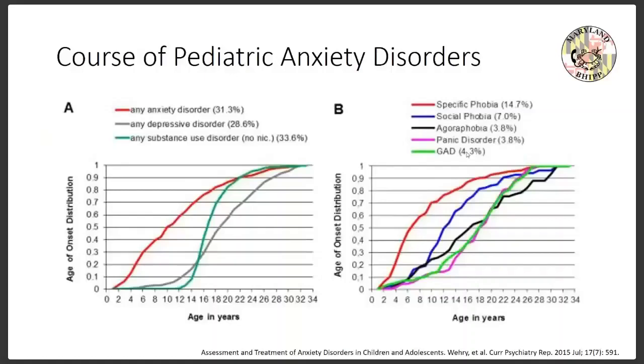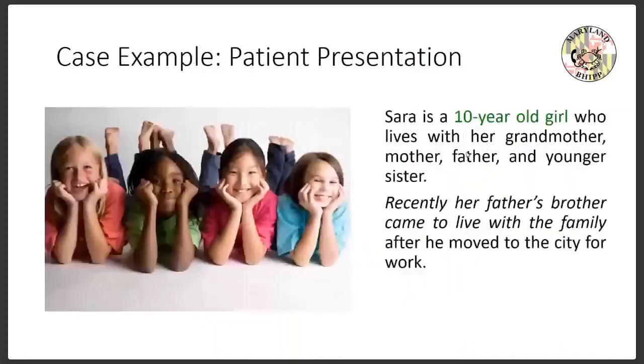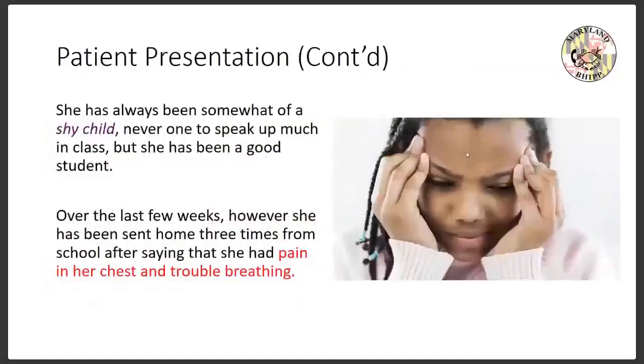And now a case example. Sarah is a 10-year-old girl who lives with her grandmother, mother, father, and younger sister. Recently, her father's brother came to live with the family after he moved to the city for work. She has always been somewhat of a shy child, never one to speak up much in class, but she has been a good student. Over the last few weeks, however, she has been sent home 3 times from school after saying that she had a pain in her chest and trouble breathing.